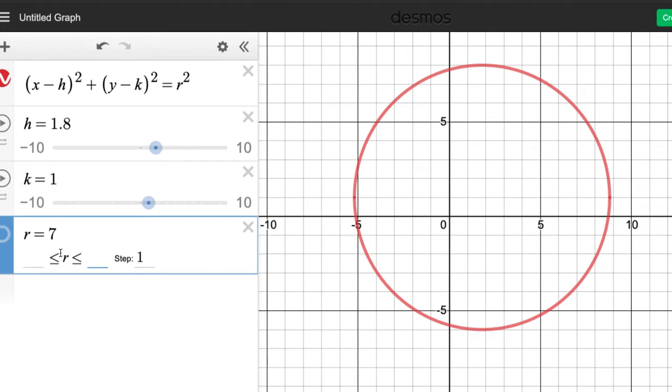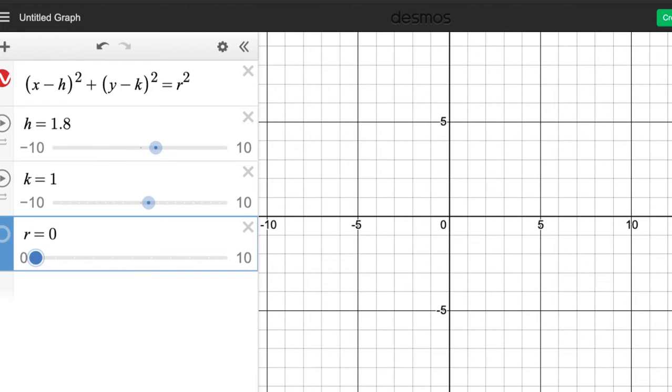For example, my radius, what if I want my radius to only be bigger than 0? I can type in 0 and hit enter. Now I can't drag it to a negative number. I can't get over there. I can only get it up to 10.